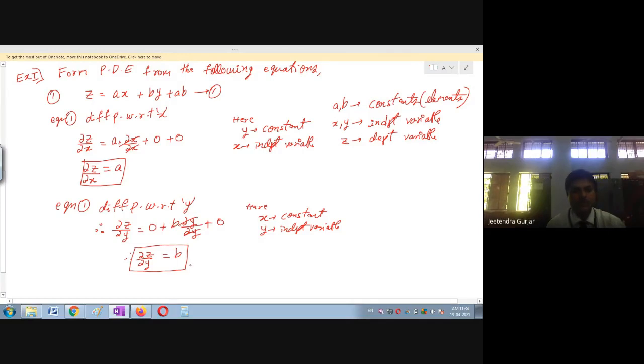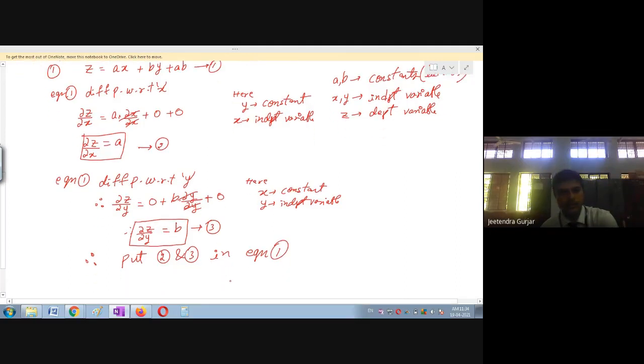All the students, please solve the example. Yes, is it clear now? Dou z upon dou x is equal to a, and dou z upon dou y is equal to b. So I will keep this as equation 2, and this as equation 3. Therefore, I will substitute equations 2 and 3 in equation 1. So let us substitute the values.